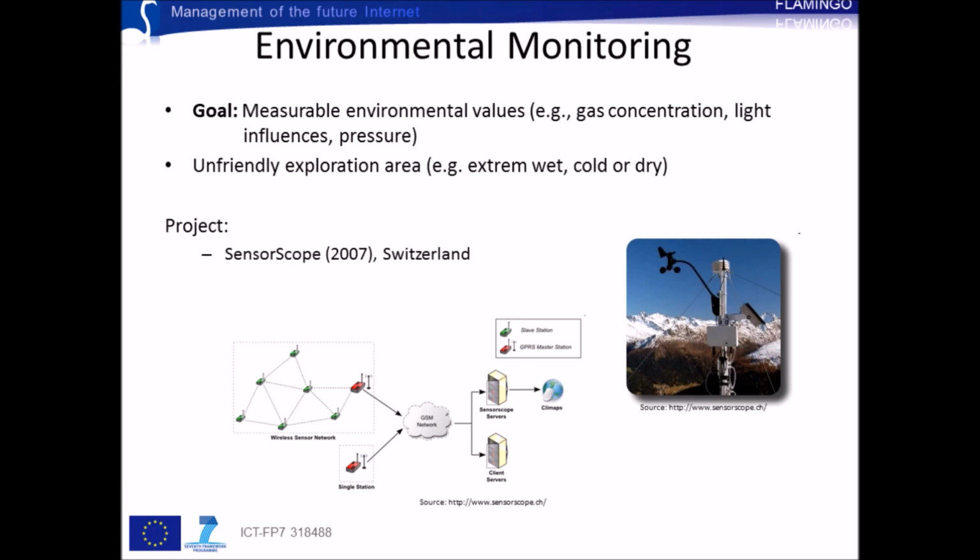Wireless sensor networks can also be found in environmental monitoring. Here the application field focuses on different values measurable in the environment, such as gas concentration, light influences, or pressure. Usually those networks are deployed in unfriendly areas, which have to face extreme wet weather, cold or dry weather. An example is the Sensorscope project of Switzerland.